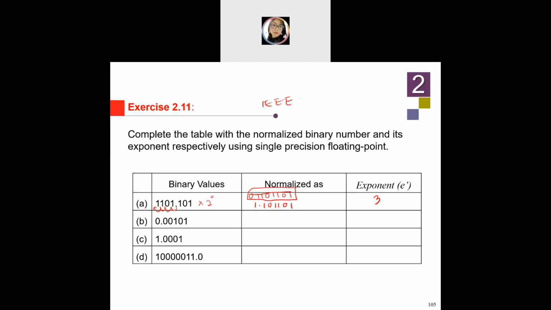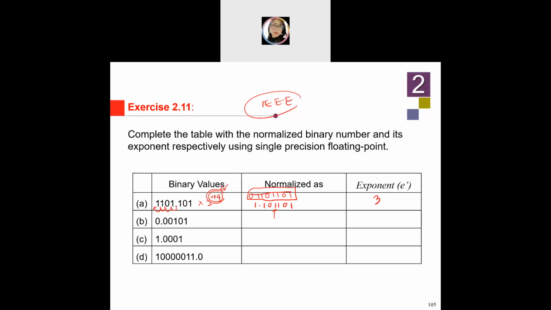I already mentioned that we have a different process to do the normalization. And Imran, please make sure the exponent is not the total number of bits after the radix point, but the value of the shift. If you are moving 4 times, you're going to do times 2 to the 4. So this is the value of your exponent. Your exponent can be decimal or binary. We already learned this in our previous class.